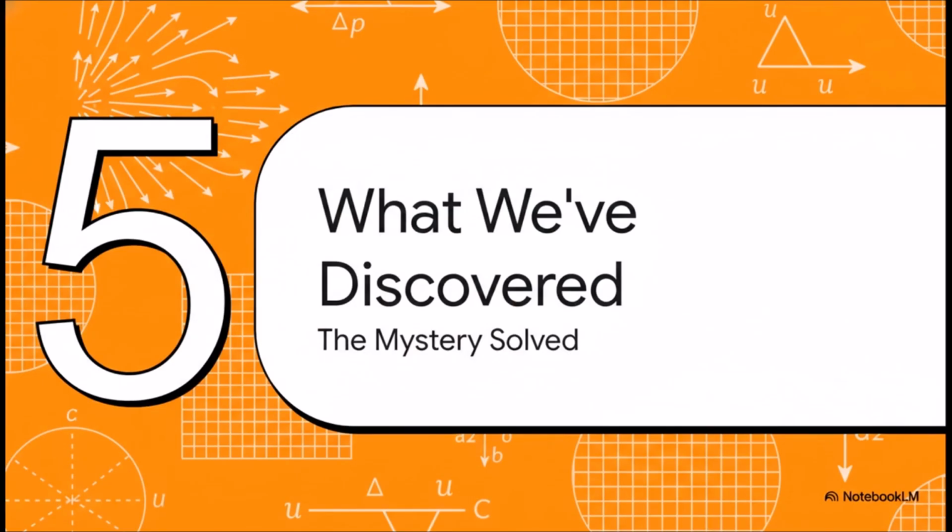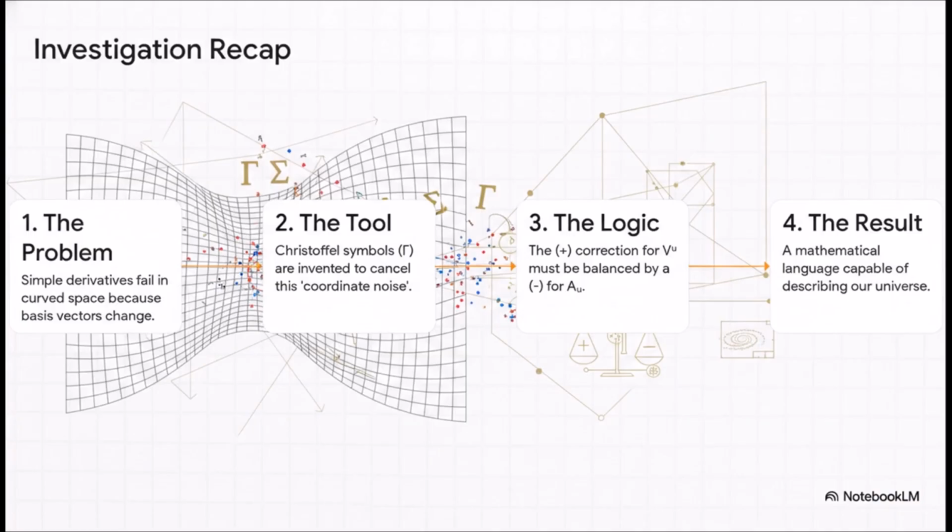So let's just do a quick recap of the clues we followed to solve this mathematical mystery. It's a pretty cool story. We started with a fundamental problem. Derivatives were broken in curved space. We found the perfect tool, the Christoffel symbol, to measure and quantify the noise from the coordinates. And then, just by insisting that the basic laws of calculus must always hold true, we uncovered why that minus sign isn't just correct, it's absolutely essential. And the result of all that logic was a brand new language, one capable of describing our universe.